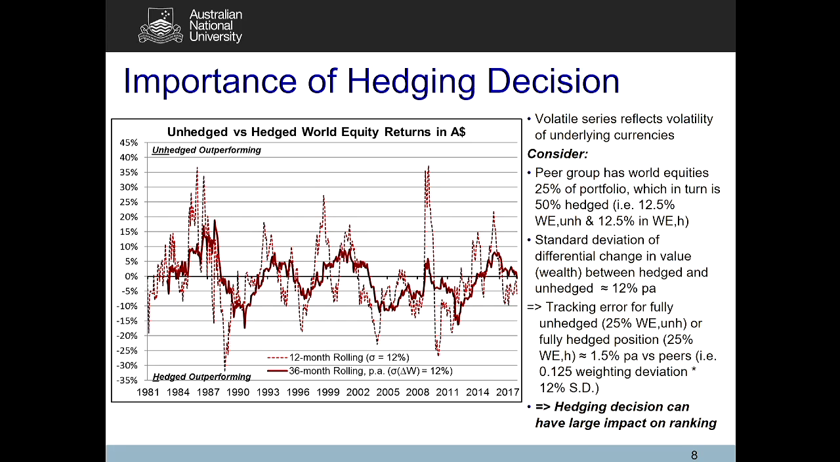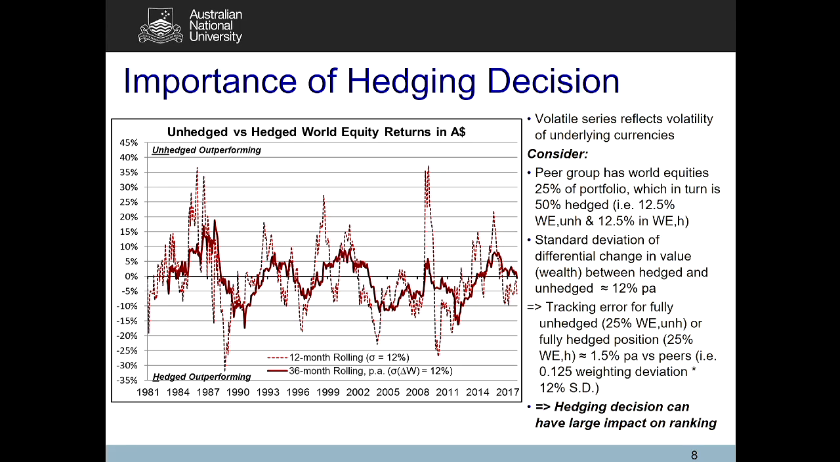If we first start by looking at the chart, what you can see here is the annualized returns to world equity when you don't hedge your currency, less the annualized returns to world equity when you do. So anything above 0 means that unhedged world equities outperforms. Anything below 0 means that hedged world equities outperforms.